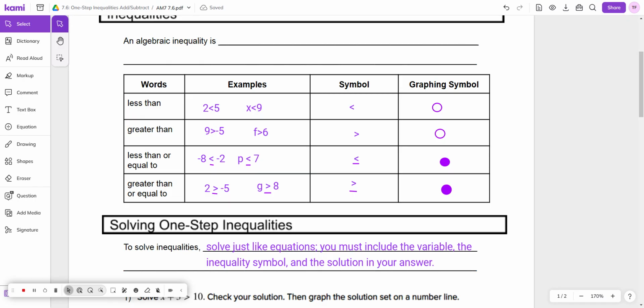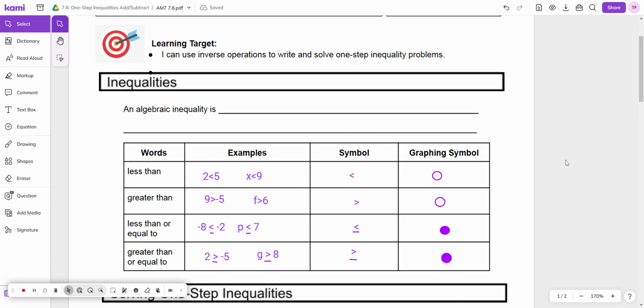So we started with writing and solving one-step inequality problems, but we didn't get finished with it. So I'm going to recap a little bit about what we talked about yesterday, and then we'll go a little bit further with it. And then you'll also have a multiplying and dividing one.